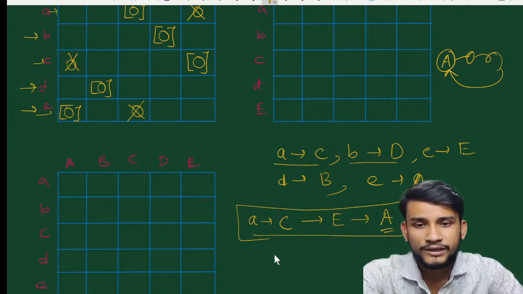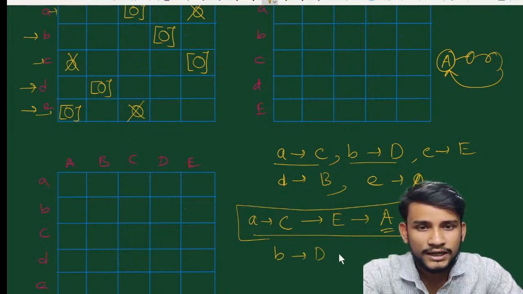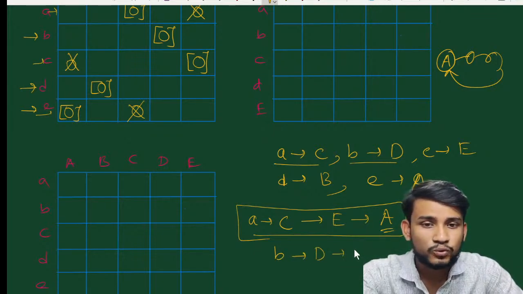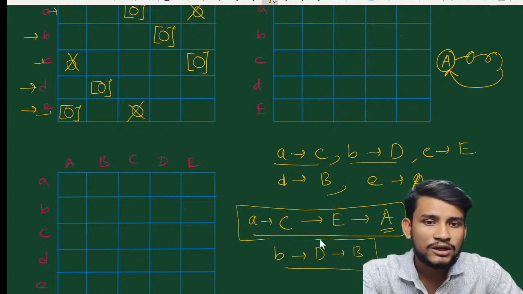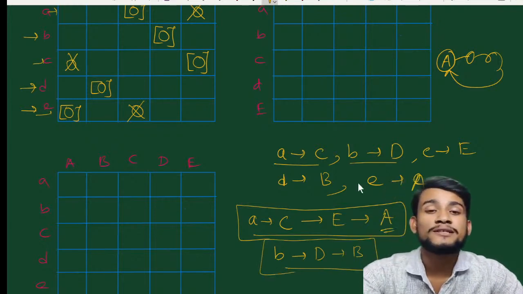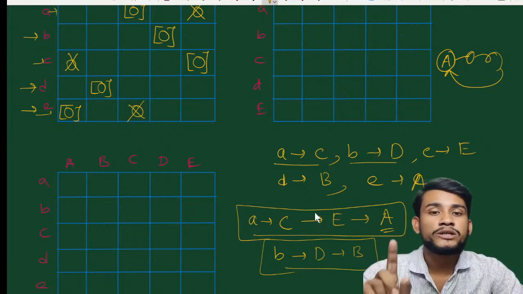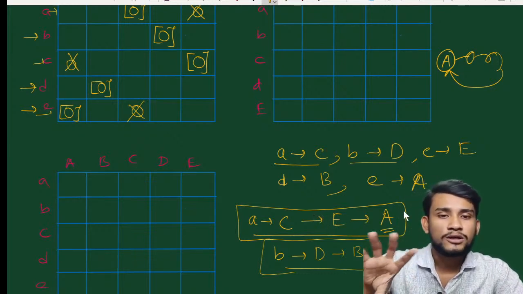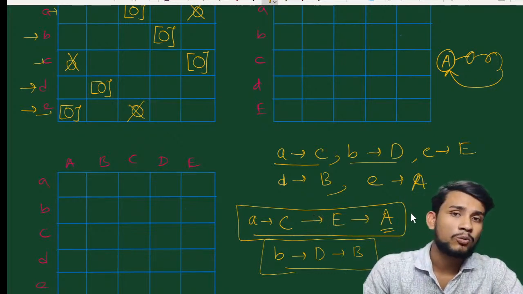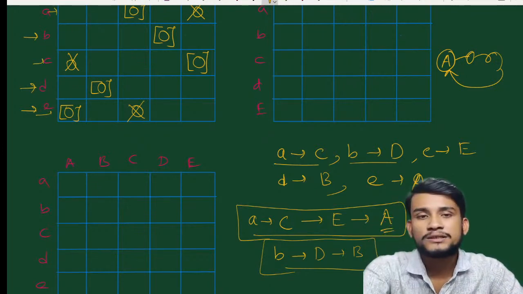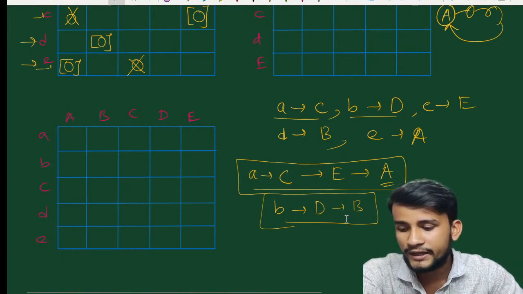And now B goes to what? B goes to D and D goes to B, so there are 2 loops. Okay, so this does not satisfy the traveling salesman problem. Okay, because we need only one loop such that all the cities will be covered. Okay, so this is not the traveling salesman problem, therefore we write now again the zeros.